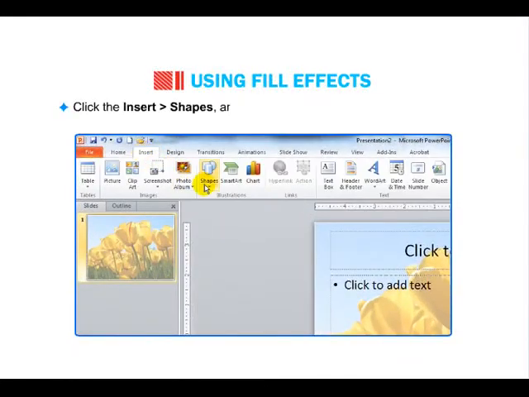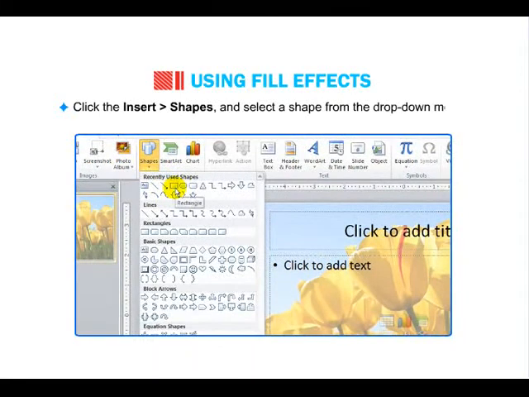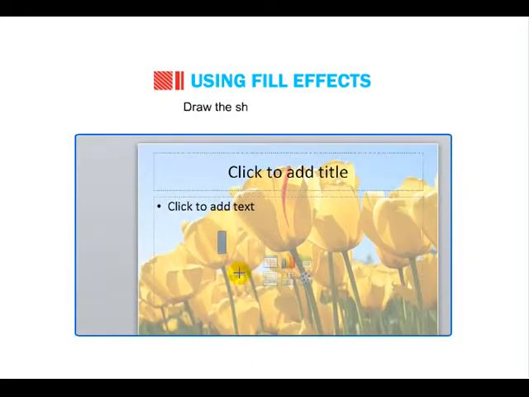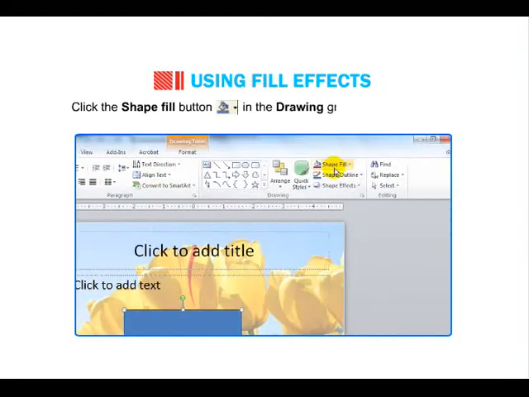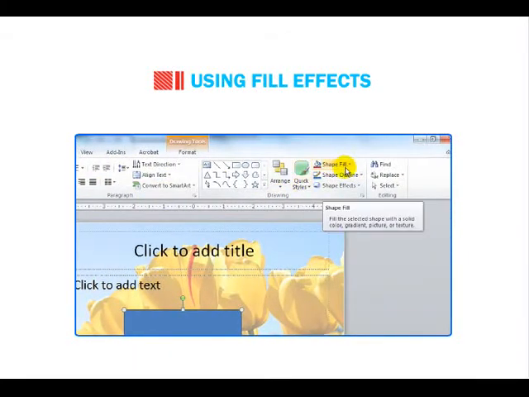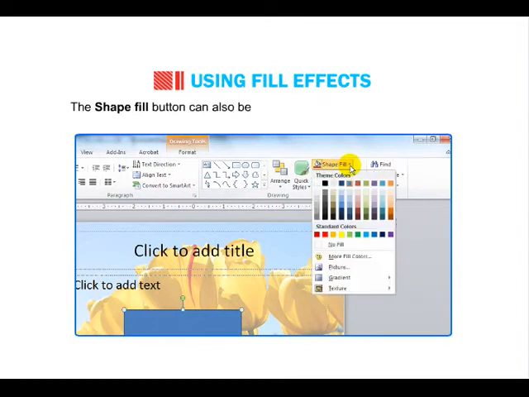Click the Insert tab, then go to Shapes and select a shape from the drop-down menu. Draw the shape on your slide. Click the Shape Fill button in the Drawing group on the Home tab. The Shape Fill button can also be used to fill color in the text placeholders.